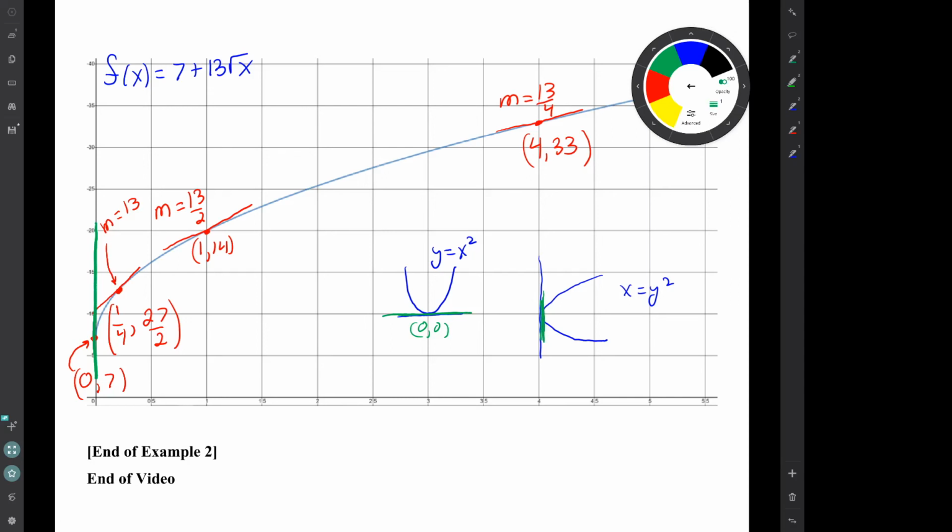Now, the graph of y equals square root of x is the upper arm of that graph. We see that y equals square root of x has a vertical tangent at x equals 0, and that's why it makes sense that f prime of 0 does not exist.